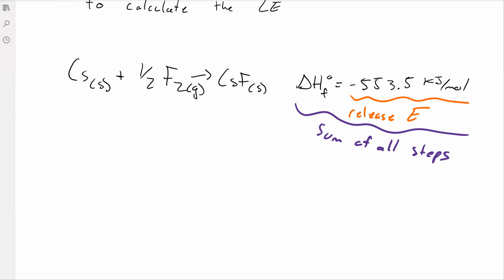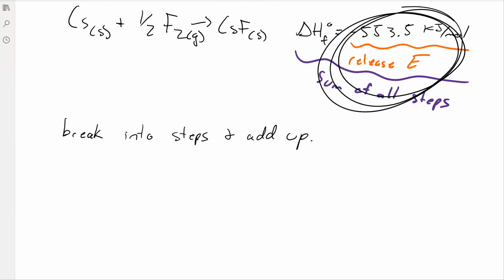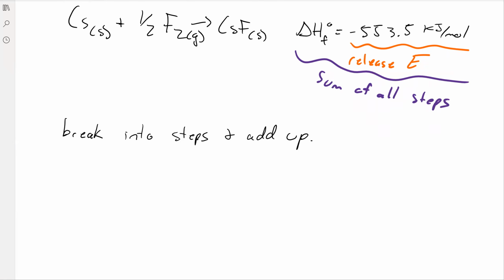But throughout this whole process, there are multiple steps that they can undergo. So what we can do is break apart this process into steps, and then we can add them up. All of our steps have to add up to be equal to this overall number. Energy cannot be created or destroyed. It can only be transferred. And then we can solve for an unknown. Generally, that unknown is the lattice energy, but it could be other things if you already know the lattice energy.